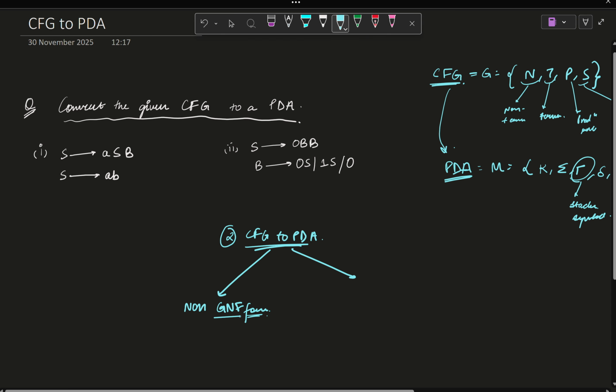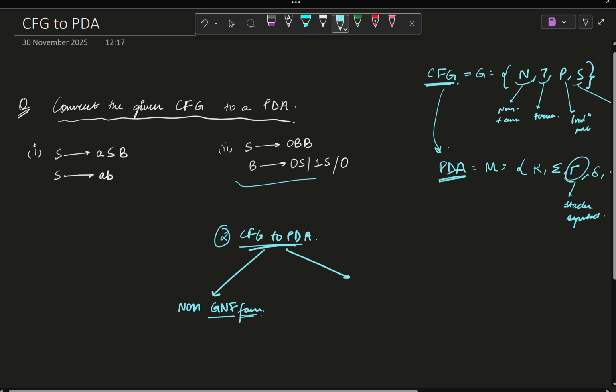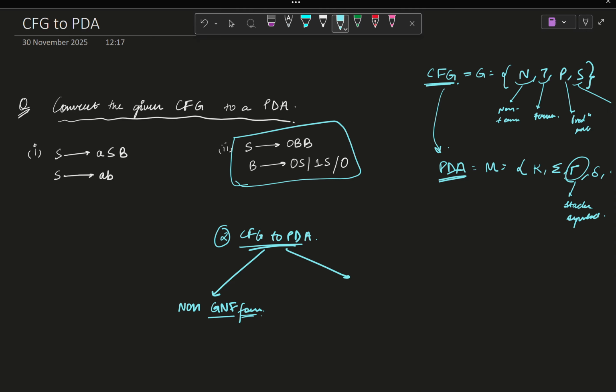So you might be familiar with GNF, which is Greibach normal form, and it is a form where every terminal is followed by non-terminals, and every non-terminal derives a terminal. So you can see this question here. This grammar is present in a Greibach normal form. Here, this grammar is not present in a Greibach normal form. So this is a non-GNF form. The second part of CFG to PDA conversion is the GNF form.